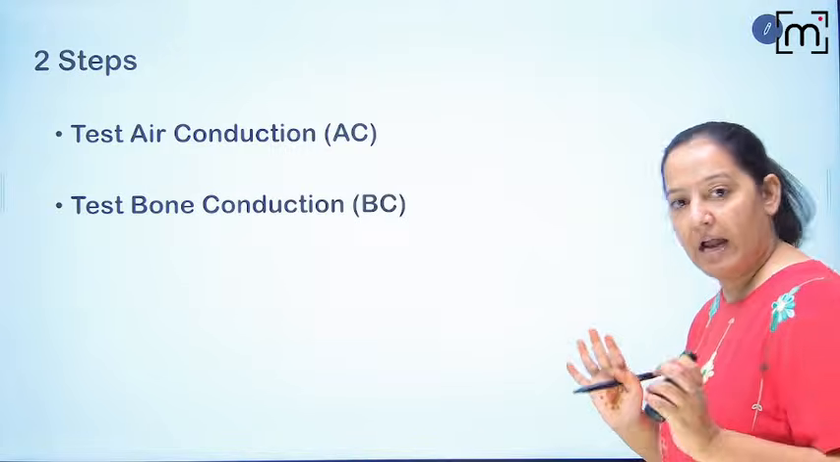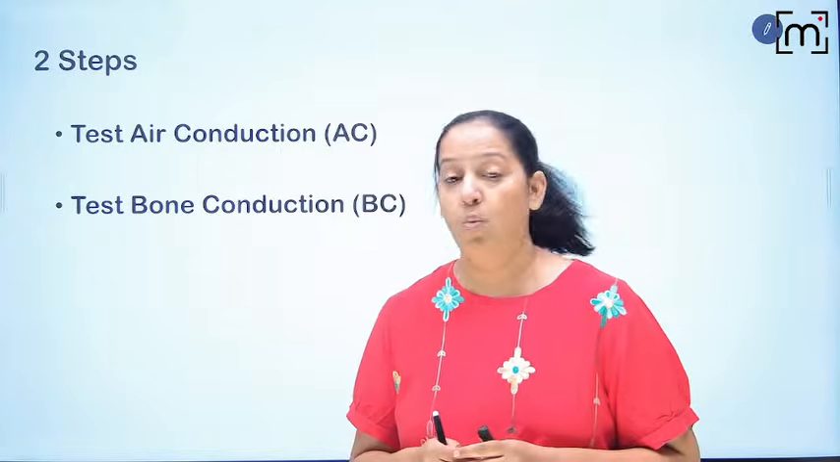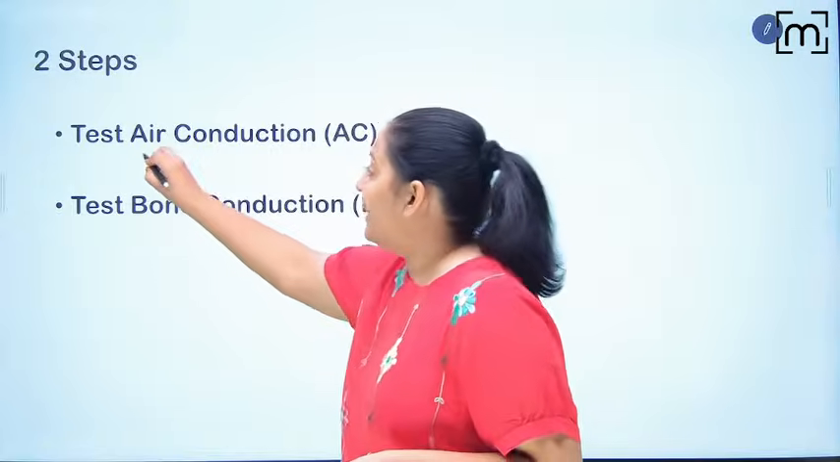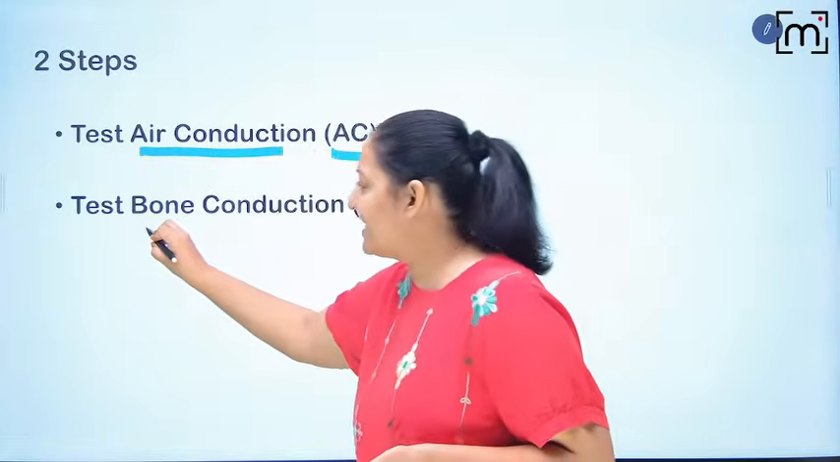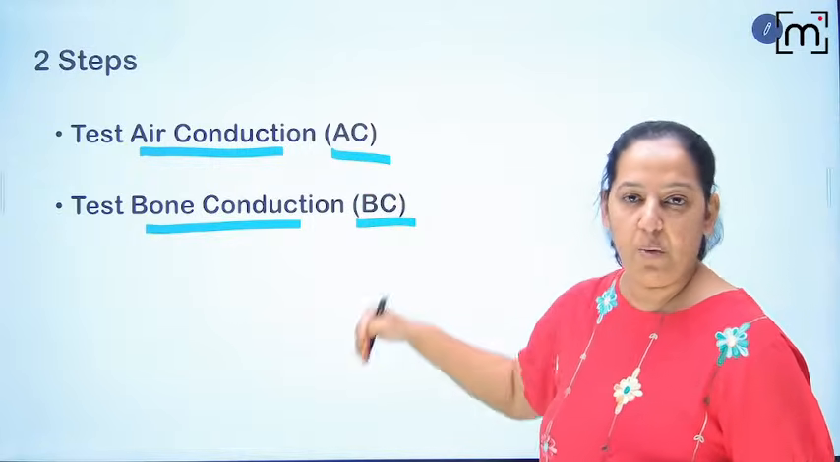So it gets activated. Now, before I start the test, you should know the basics. We will test air conduction, known as AC, and bone conduction, known as BC. What is air conduction? What is bone conduction? You must understand this first, then I will start the test.